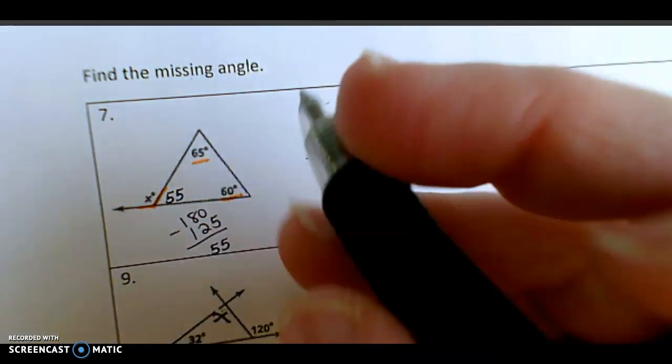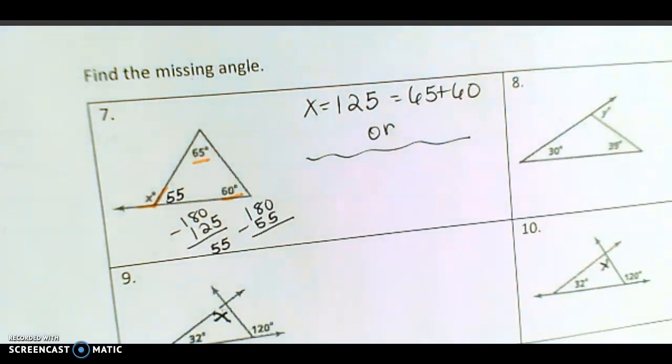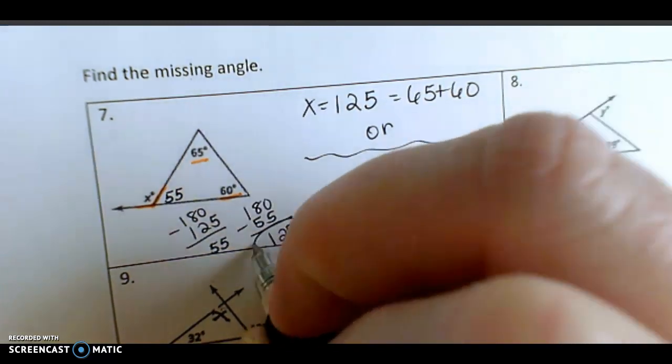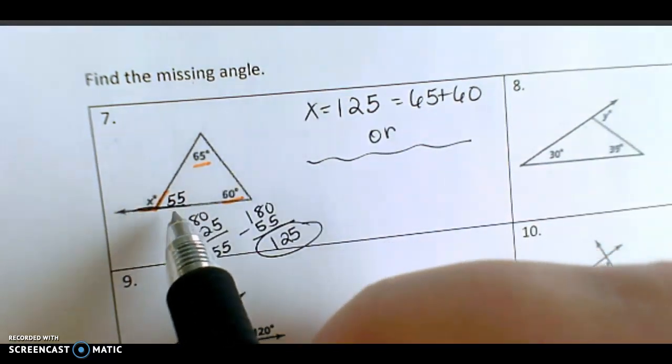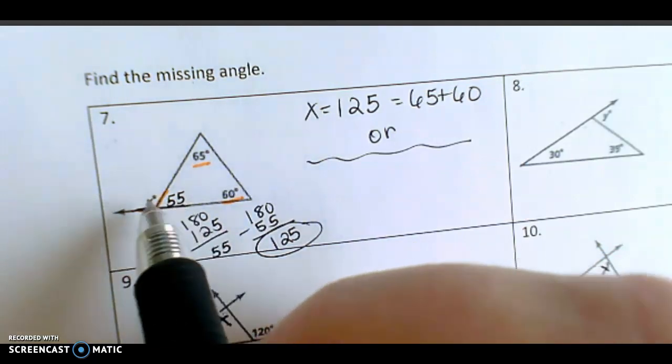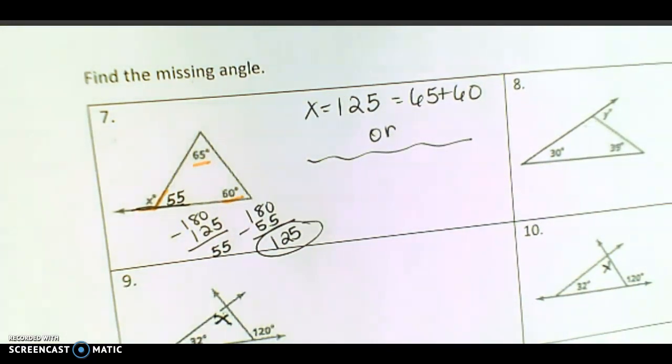Well, if you subtract 55 from 180, what do you think you're going to get? You're going to get 125, because these two angles right here make a line, so I can say 180 minus 55 to get that one, and I can get 125 that way. Either way will work, but sometimes you're not able to recognize it using the picture that you have.